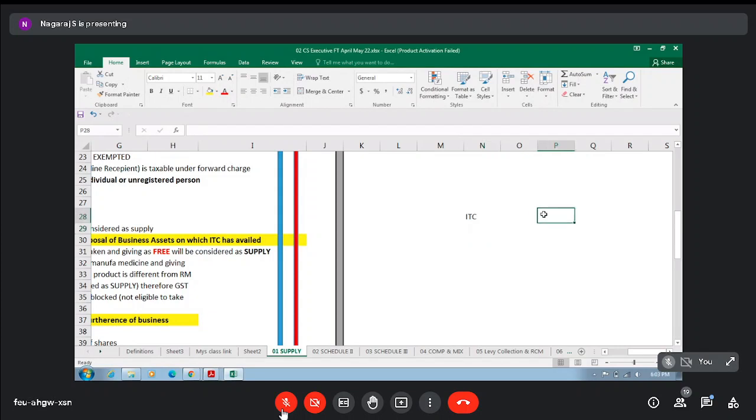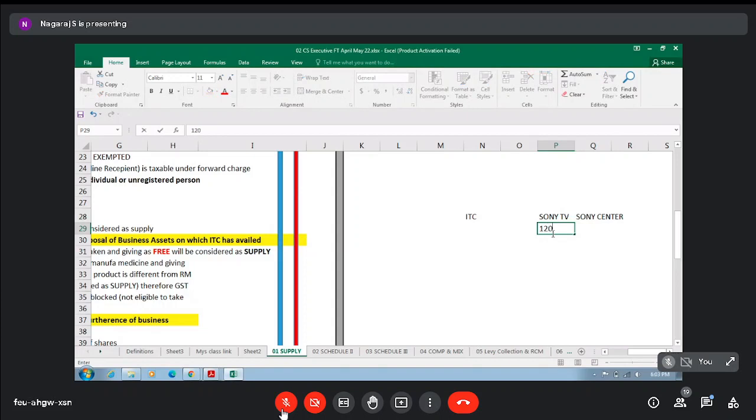What are you going to purchase? Assume that you are going to purchase a TV. Which TV? Sony TV. From whom will you purchase? Sony Center. Okay, from Sony Center you will purchase the Sony TV.